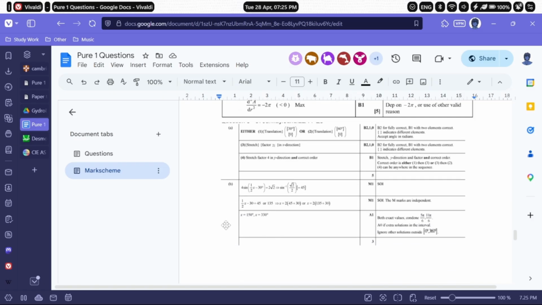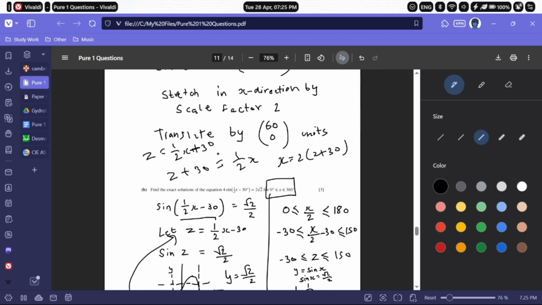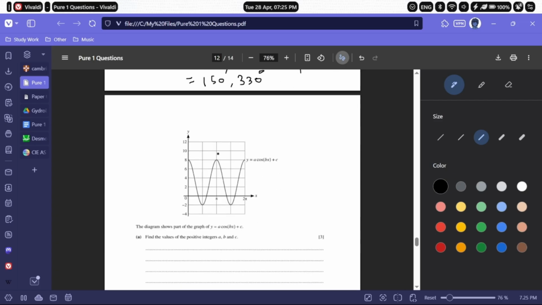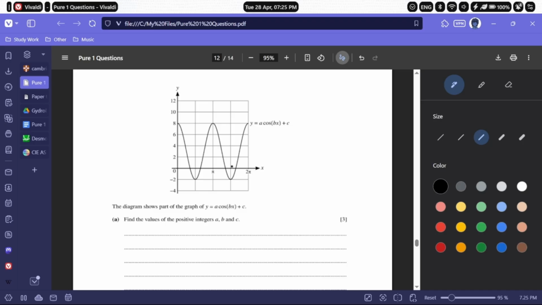Okay. So the values I got were 150 and 330, which are correct. You can use ASTC as well. I have no issue with that. This is like my preference.